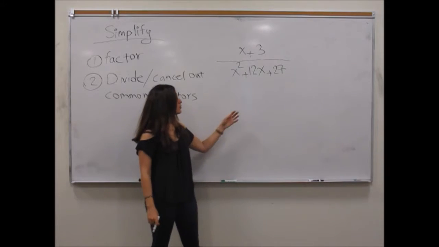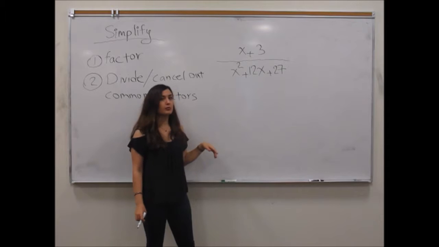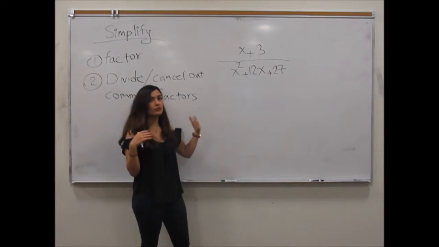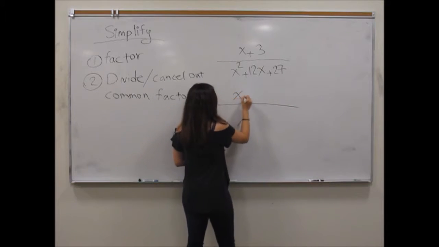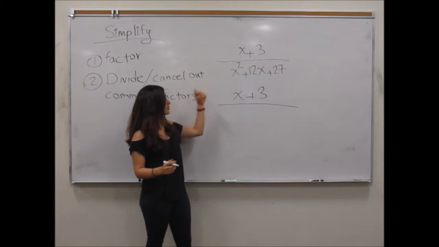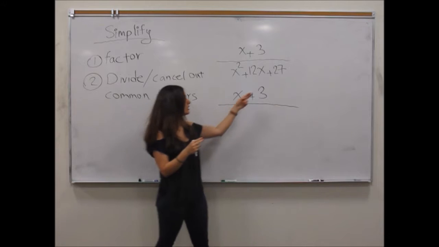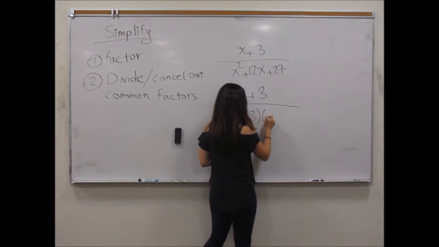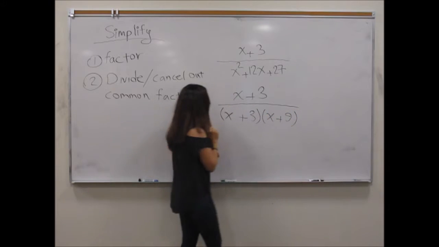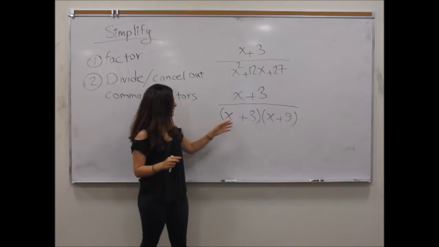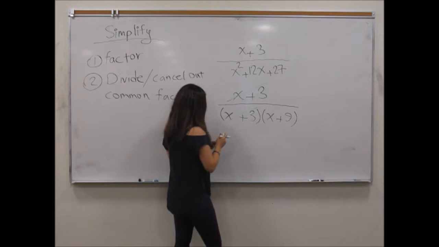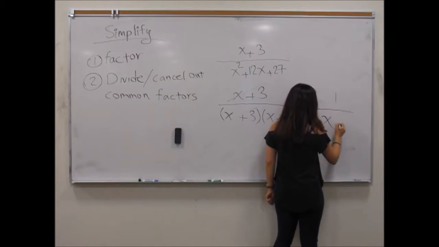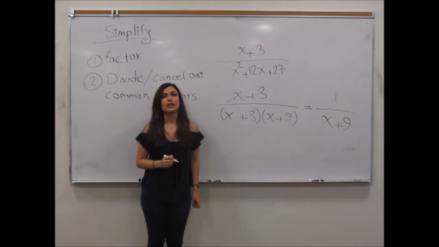Alright, so let's take a look at this example. I have x plus 3 over x squared plus 12x plus 27. In the numerator, I don't actually have anything to factor out. I just keep it as it is, x plus 3. But on the denominator, this is a quadratic equation. Two numbers that when we multiply them, we get 27, and when we add them, we get 12. It looks like 3 and 9, and both of them are positive. So x plus 3 from numerator and denominator, I can cancel it out. And what's left on the numerator is a 1, so don't forget to write that. And it's 1 over x plus 9.